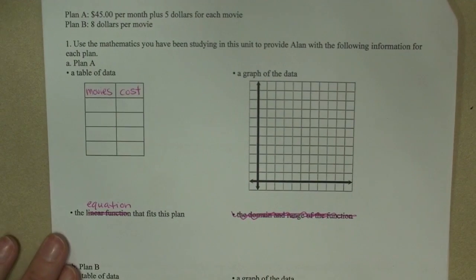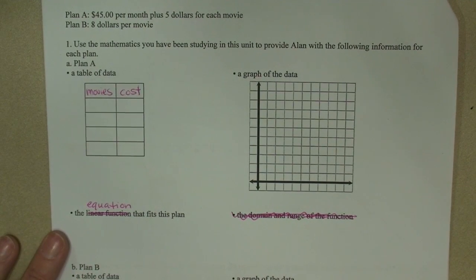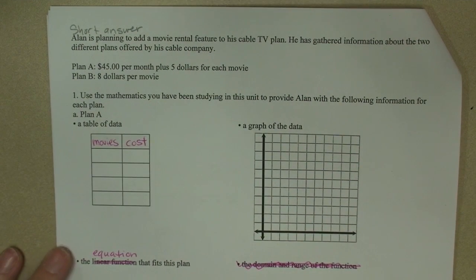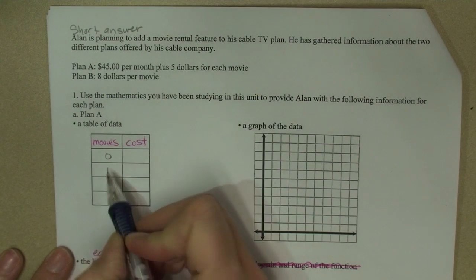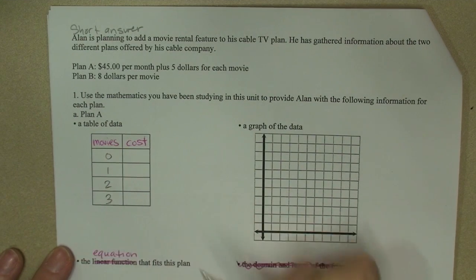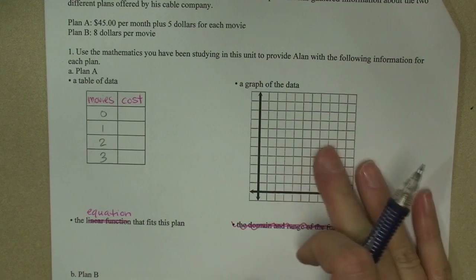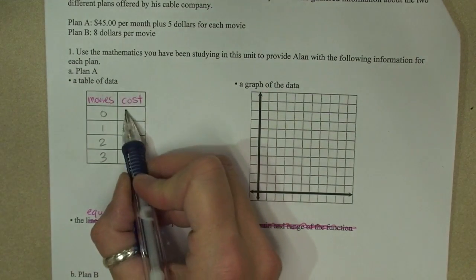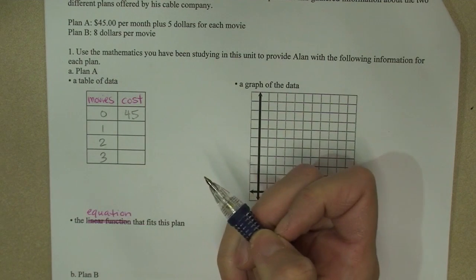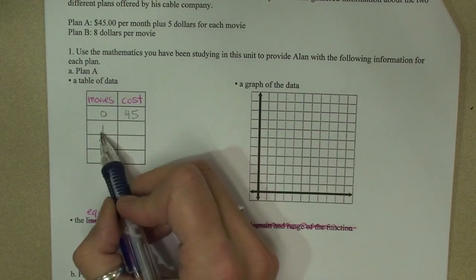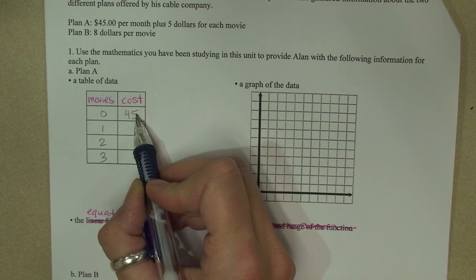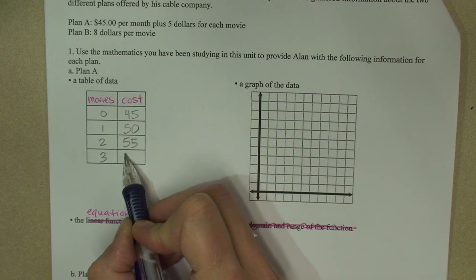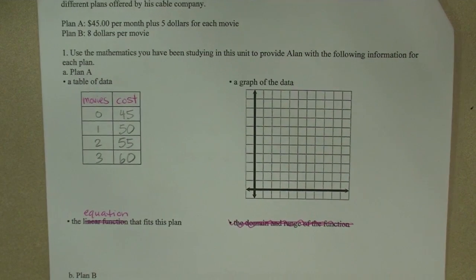Okay, so Plan A says $45 a month plus $5 for each movie. So I need to know if I order 0 movies, 1 movie, 2 movies, or 3 movies, and have some ordered pairs in order to plot that over here. So 0 movies, I'm still going to pay $45 because it doesn't matter if I order any or not, I'm paying that each month. But then if I order 1 movie, I pay $45 plus $5 more, 2 movies, 3 movies. So hopefully you're with me there on how that goes.